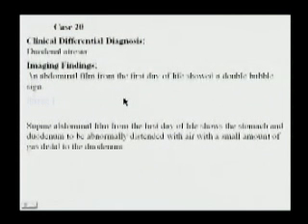So the initial clinical differential diagnosis was duodenal atresia. So the imaging findings, we'll see those in image 1 in just a moment. There's an abdominal film from the first day of life, showed a double bubble sign. The supine abdominal film from the first day of life shows the stomach and duodenum to be abnormally distended with air, with a small amount of gas distal to the duodenum. So this is shown here.